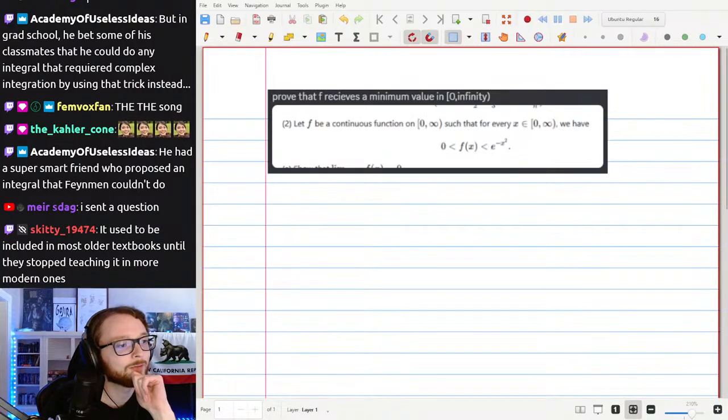So wait, Skitty, if you're in high school, are you interested in competition math, or how do you know about Feynman's trick and Laplace transform and Dirichlet's integral?